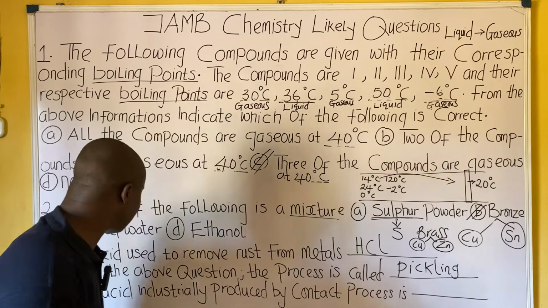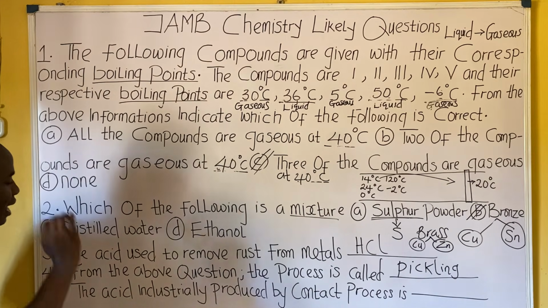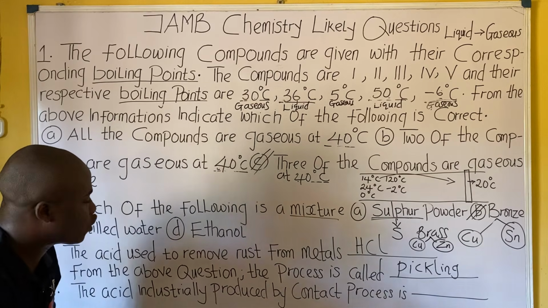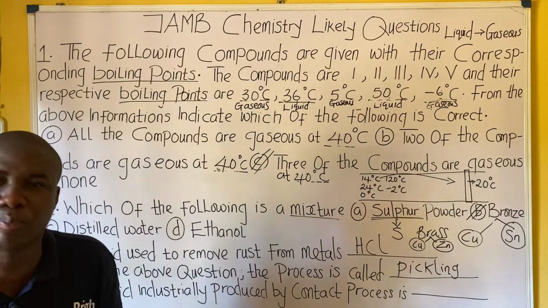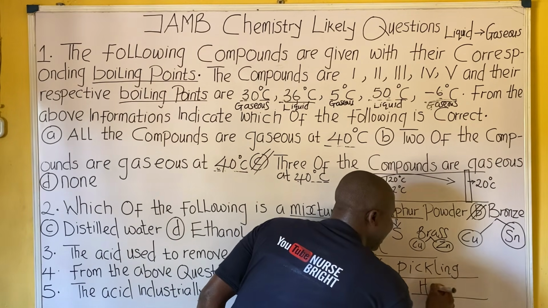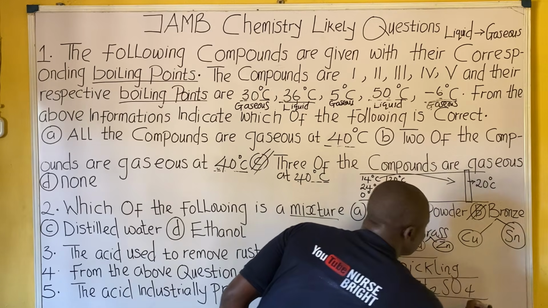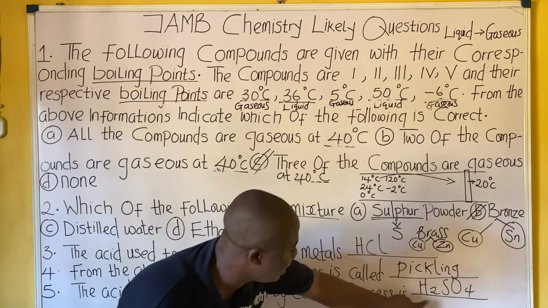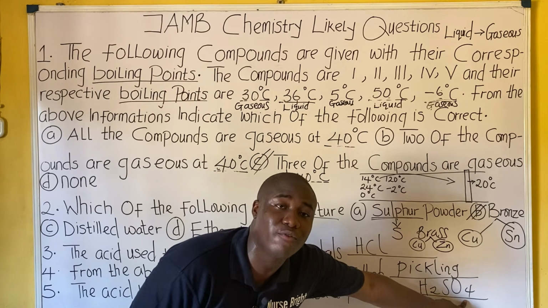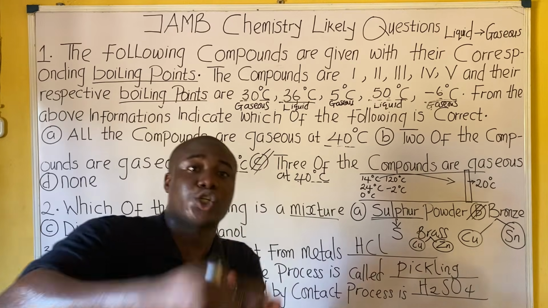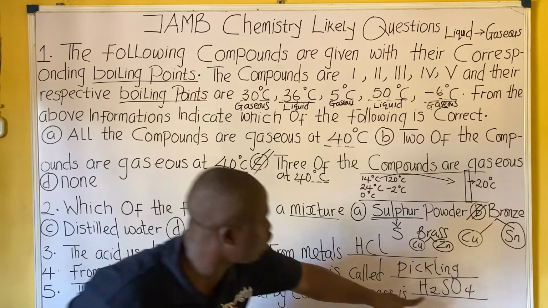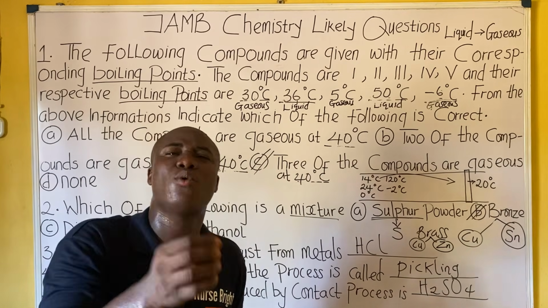It's simply called pickling. What did I say? Pickling. Let's get into question number 5, and it says, the acid industrially produced by the contact process. That acid is H2SO4 and it's called hydrogen tetraoxosulfate 6. Tetra because we have 4 oxygen. There is a reason why that 6 is there.